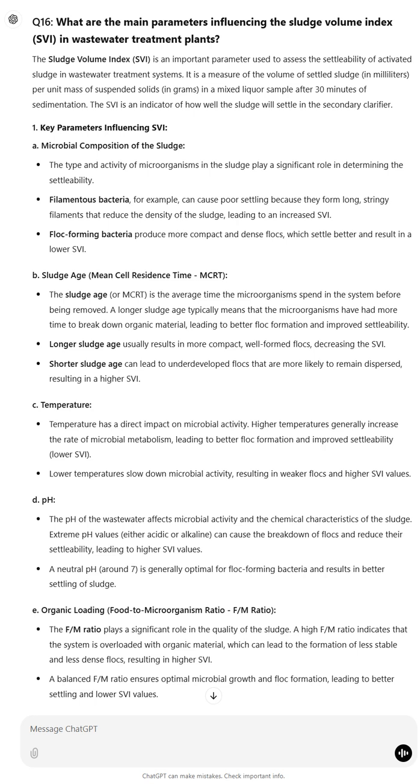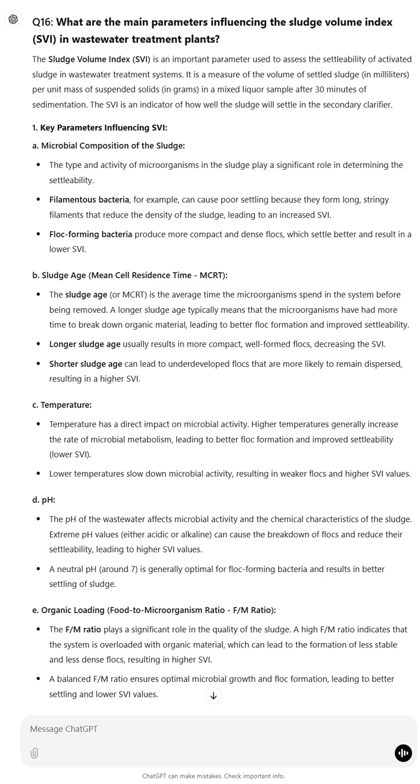The SVI is an indicator of how well the sludge will settle in the secondary clarifier. 1. Key parameters influencing SVI. A. Microbial composition of the sludge. The type and activity of microorganisms in the sludge play a significant role in determining the settleability.